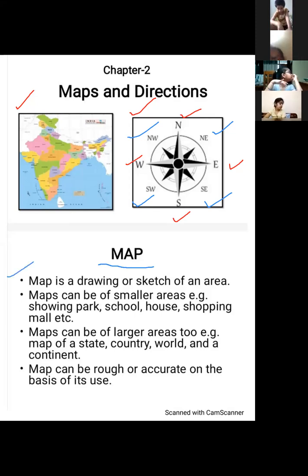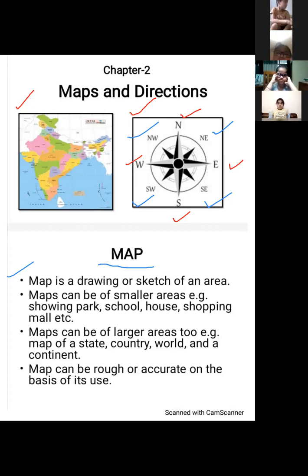First feature is map is a drawing or a sketch of an area. Second point that is written here is that map can be of smaller areas. You can have a map that is showing your house, your school. It could be a community park. It could be a science museum. And you visit shopping malls.